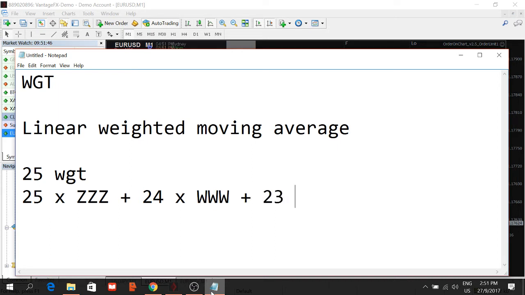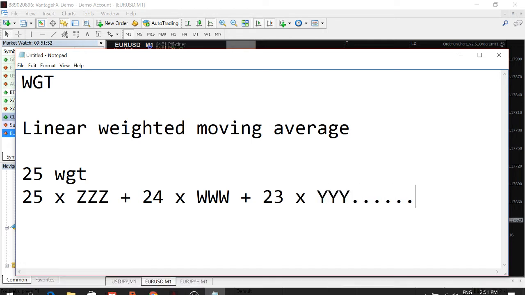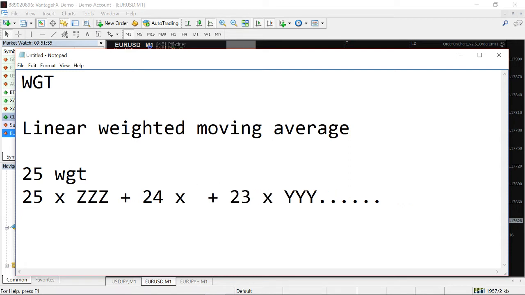So 23 multiplied by something, and so on. Well, it doesn't matter, it can be anything. What it means here is that the last candle is multiplied by 25, plus the second last candle by 24, plus the third last candle by 23. So it puts more emphasis on the most recent data.